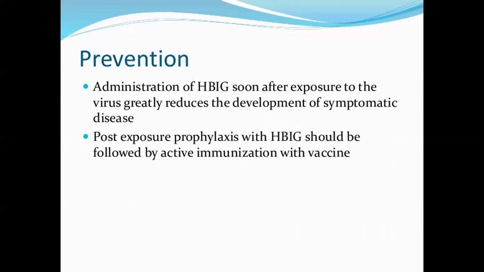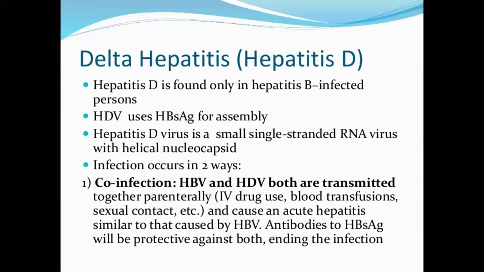The administration of hepatitis B immunoglobulin G soon after exposure to the virus greatly reduces the development of symptomatic disease, and the post-exposure prophylaxis with hepatitis B immunoglobulin G should be followed by active immunization with vaccine.